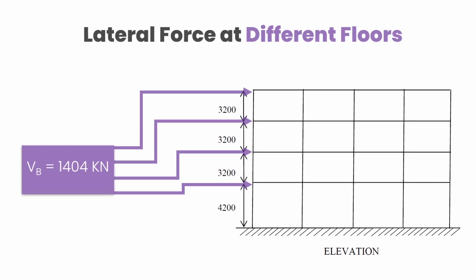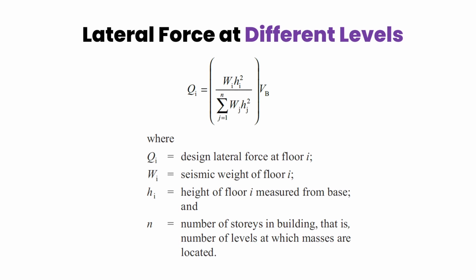So the next part of the equation is finding out the values or the distribution of this load on various floors. And conveniently enough, we have a method for that in IS 1893, which gives the exact formula for calculating the lateral forces at different levels. Now, this formula seems very, very daunting. But don't worry, it's as easy as it has been till now. So we will break down this formula.